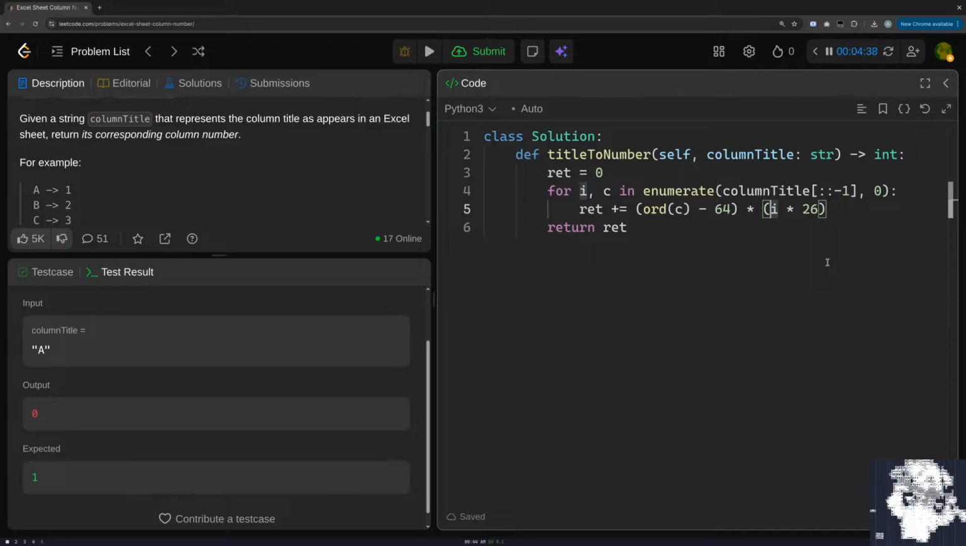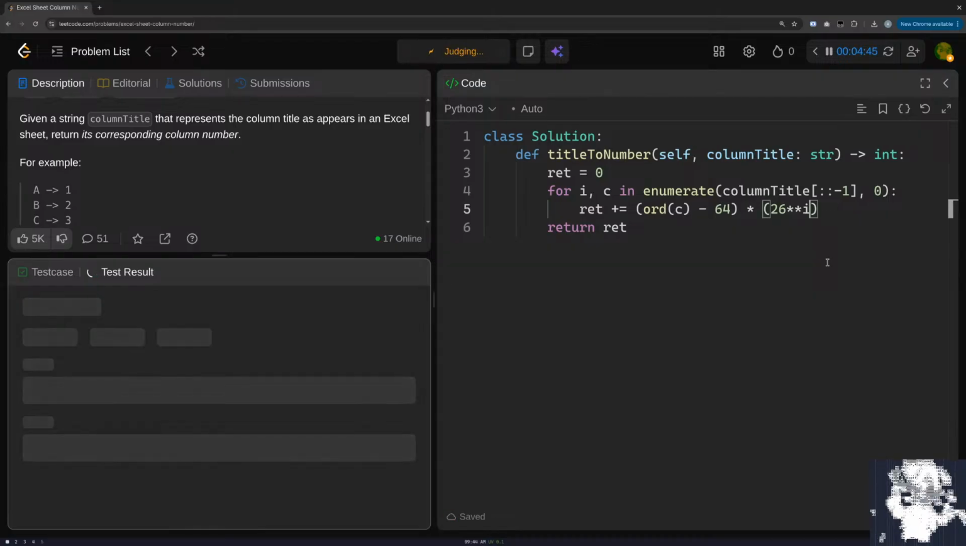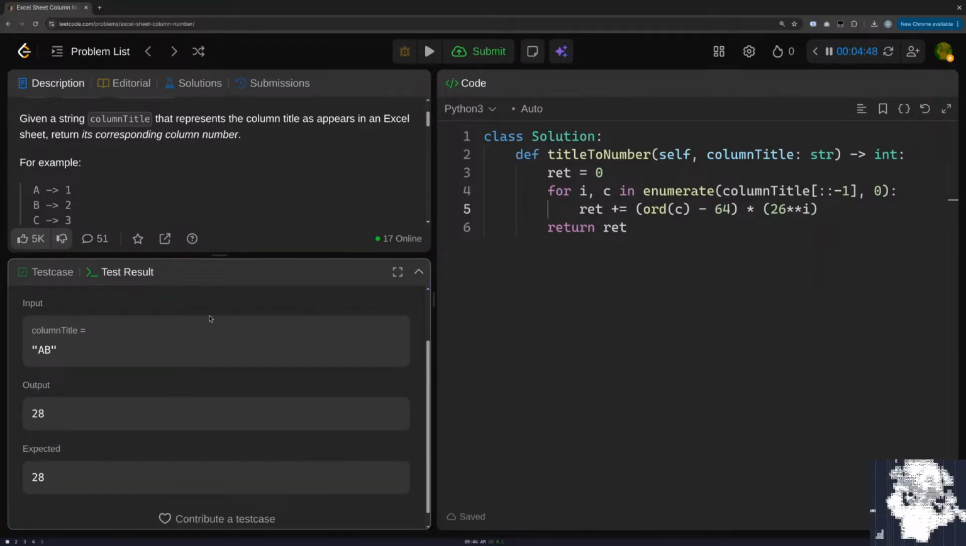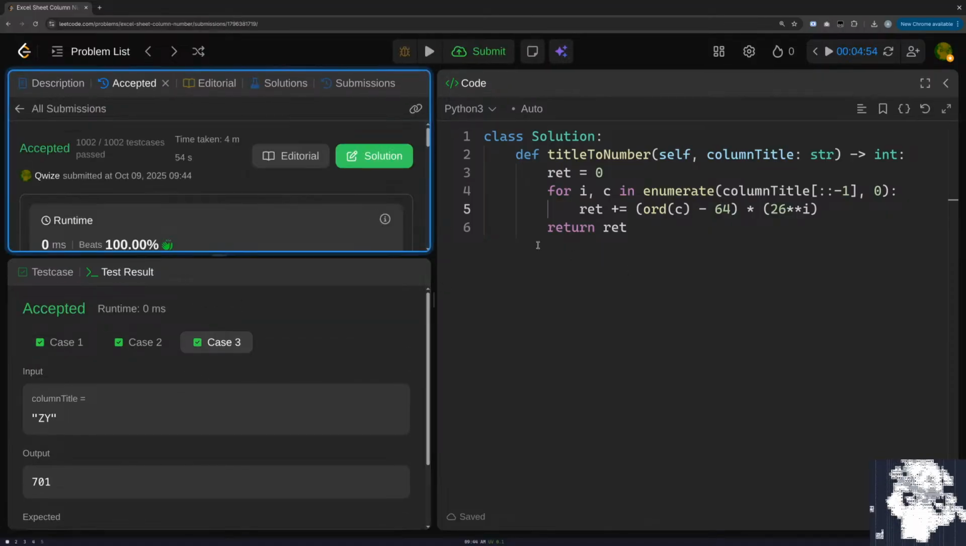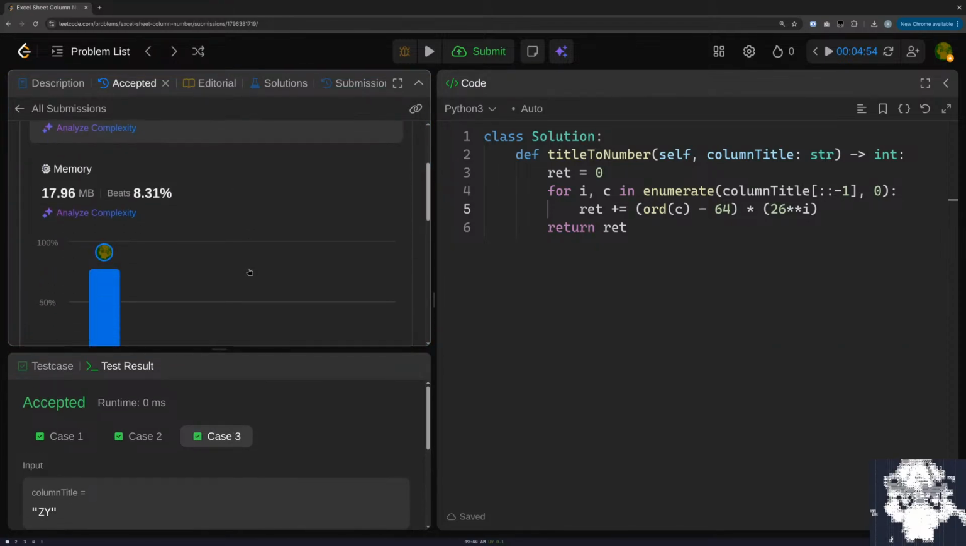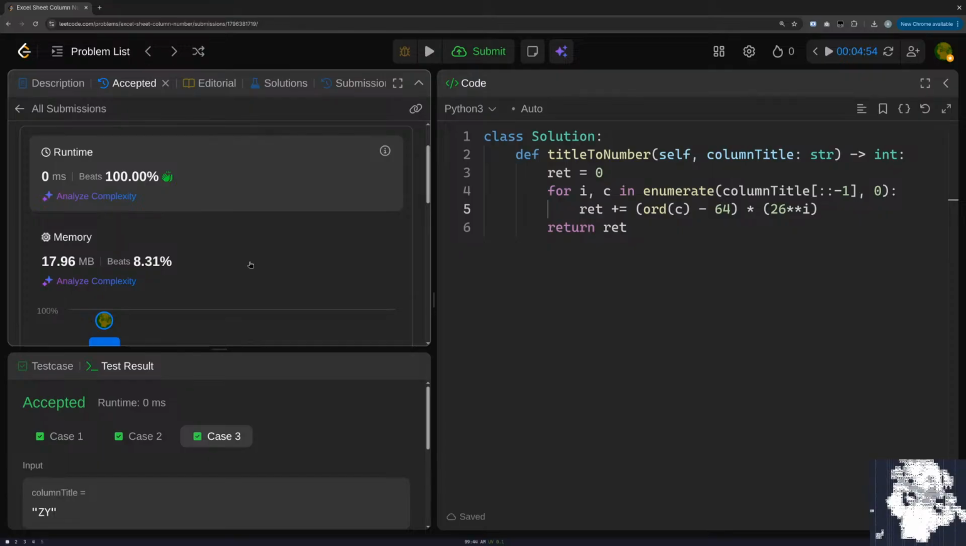What I want to do is 26 to the power of I. There we go. So I multiply it by 26 as many times as we are I. So submit that. There we go. Beats 100%. Pretty good. Yeah, there's no real way to improve this. So let's move on.